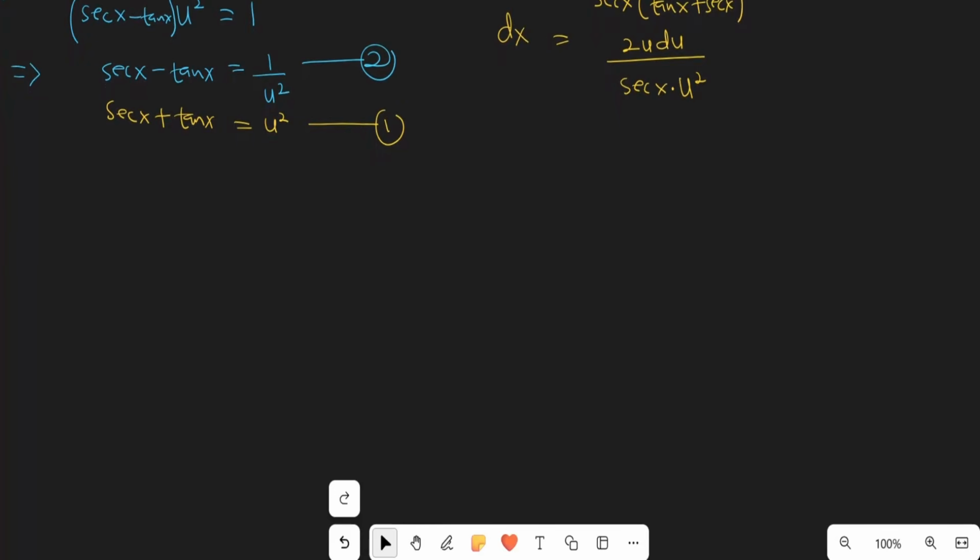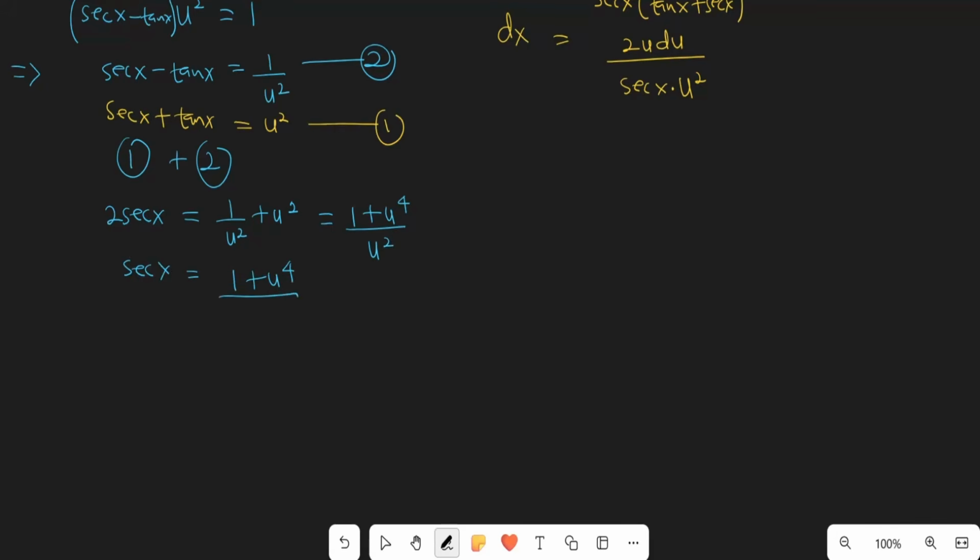Now let's sum the two equations. When we sum equation 1 plus equation 2, what are we getting? The tangents of x will go, so we are left with 2 secant of x, and that is equal to 1 over u squared plus u squared. And this is the same as 1 plus u raised to the power 4 all over u squared, correct. So that implies that secant of x is 1 plus u raised to the power 4 all over 2u squared, correct.